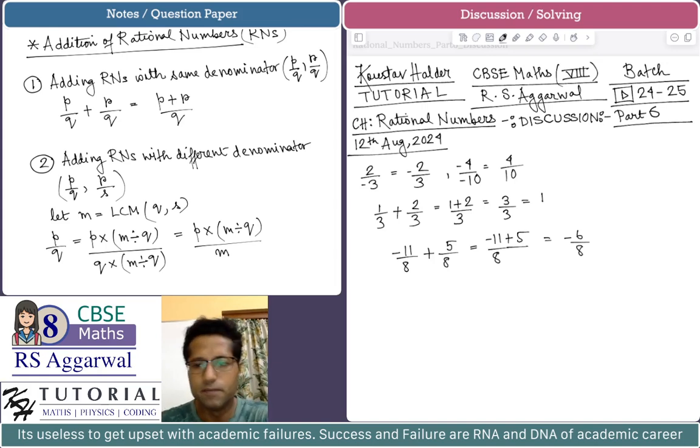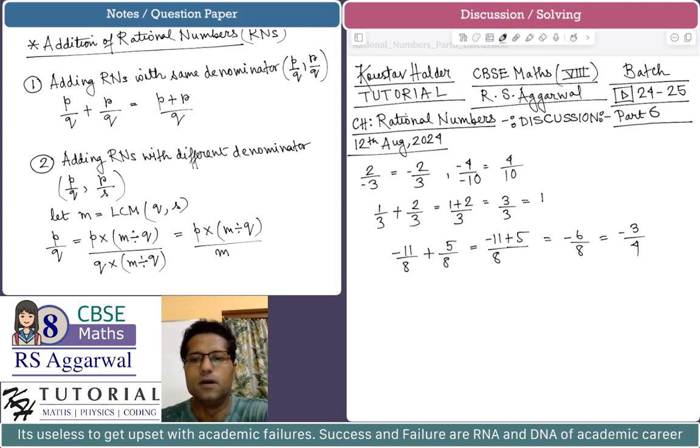But minus 6 by 8, it's always better, whenever you do some calculation and the result is a rational number, to try to make the rational number in standard form. That is, the denominator should be positive and there should be no common divisor between the numerator and the denominator. In this example, minus 6 by 8 is not in standard form because 6 and 8 have a common divisor of 2. So we need to divide both the numerator and the denominator by the HCF of 6 and 8, which is 2. So this becomes minus 3 by 4. Now this is in standard form.